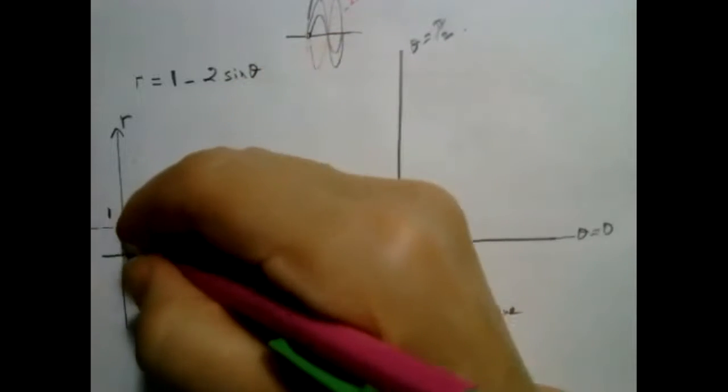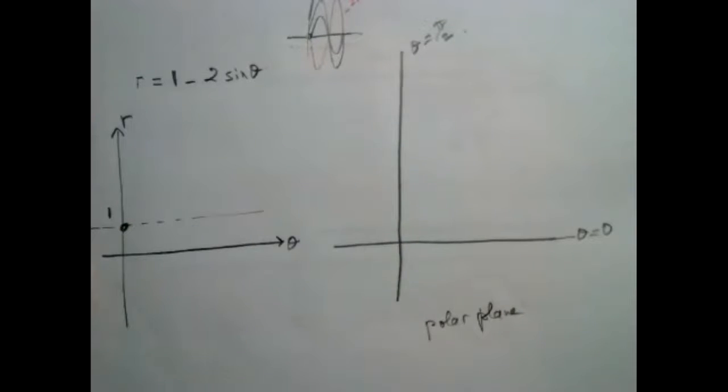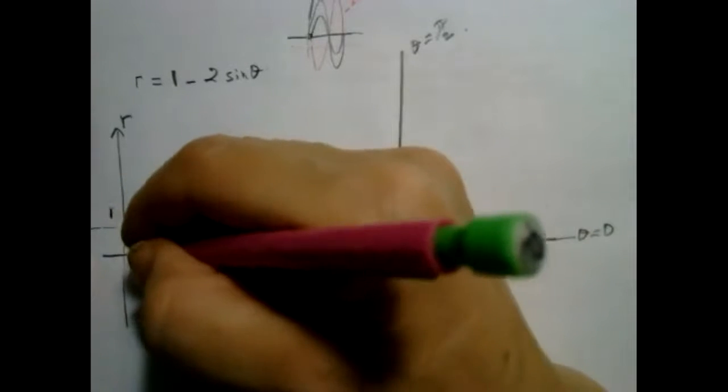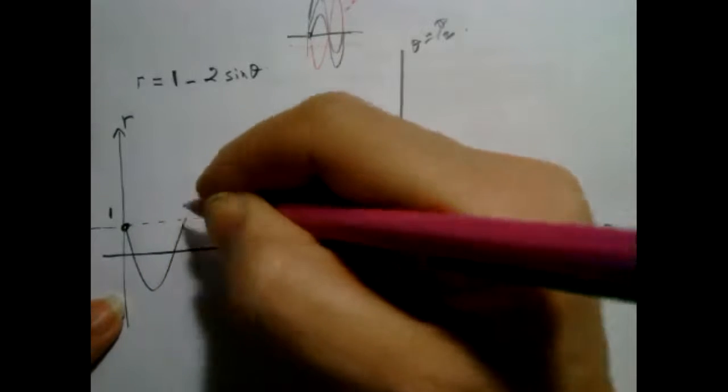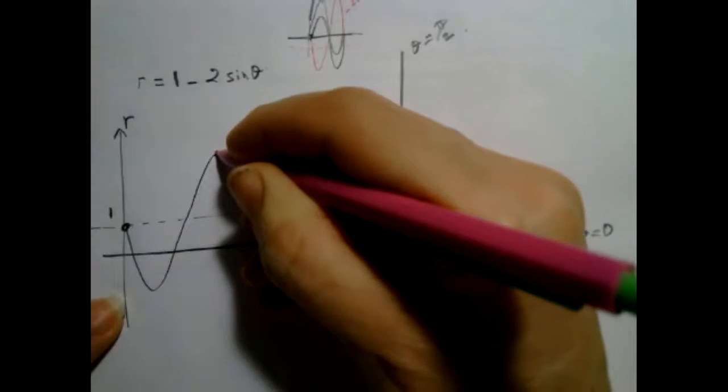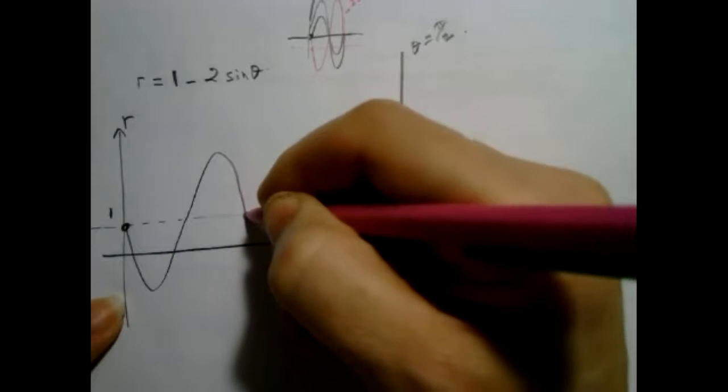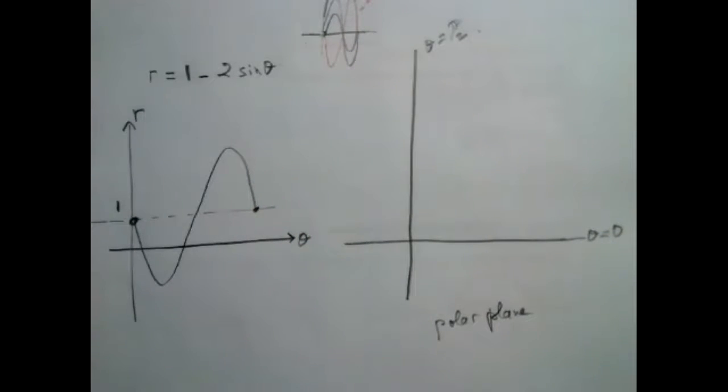Okay. And then the minus 2. The graph of sine starts here. We're going to go 2 units down. We're going to go up. Then we go 2 units up. And then we stop. That's going to be the graph.